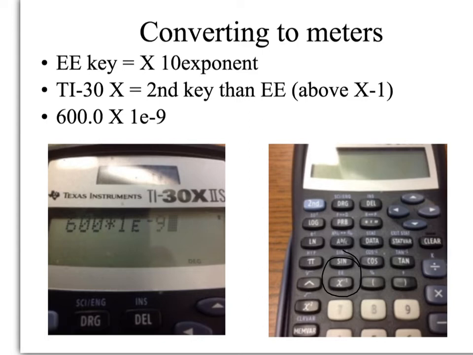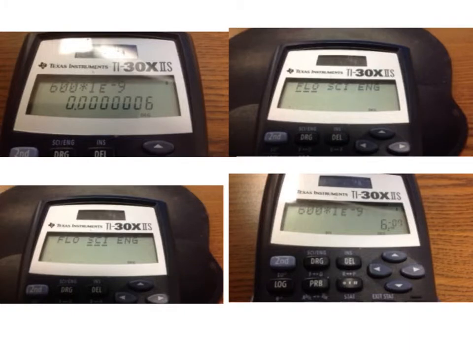So what you want to do is punch in 600 into your calculator, hit the multiplication sign, then hit the second key, then the EE key, and then the negative 9. Now this is not the minus sign; there's a negative sign at the bottom of the calculator that you're going to hit. When you're done, you should get this in your calculator. The next thing that's going to happen is when you hit enter, you're going to get a number that looks like this. So this is a very small number with a lot of zeros, and that's not what we want.